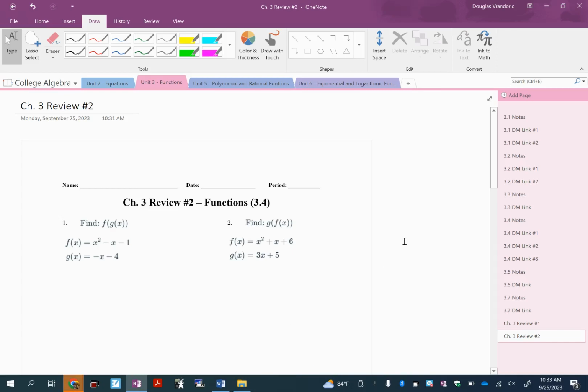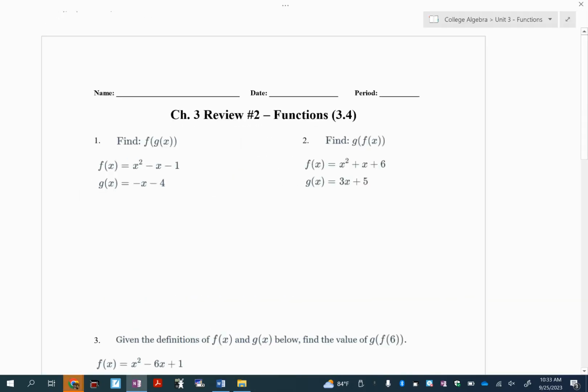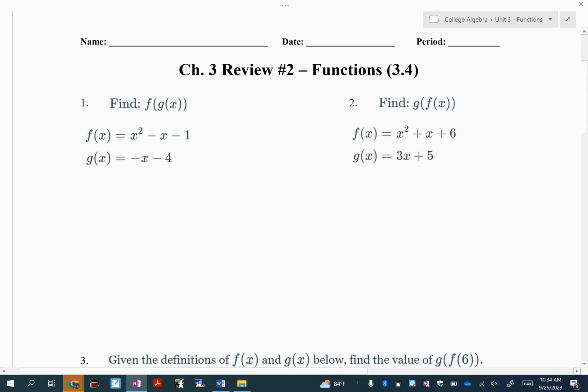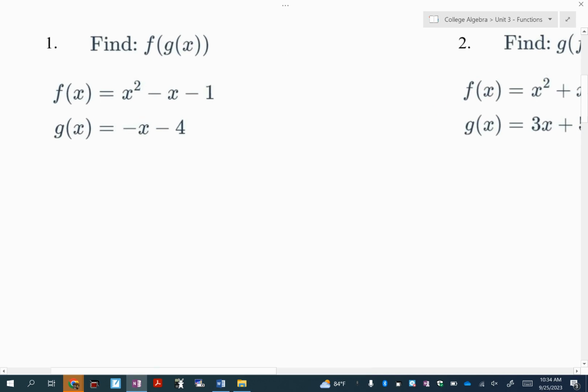All right, in this video, I'm going to go over the questions from the second review from chapter 3. This one is going to be solely focused on composition. There were three different types of composition we did during class in this unit. The first one was composition of functions with x. So I'm going to start by reviewing that process.